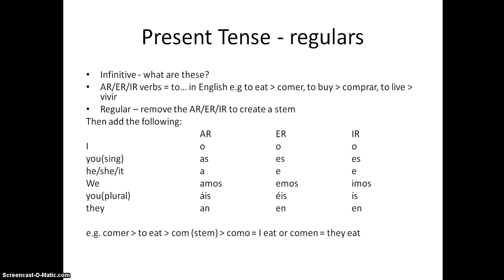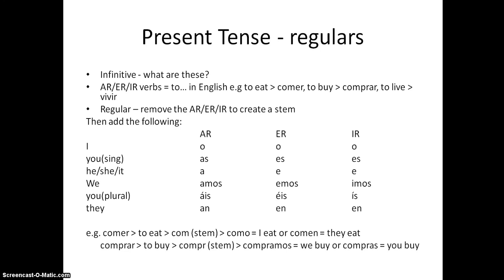So let's take the example I've given you. Comer, as I said before, take the ER off and we've created the stem com, then we add the O for the I form, I eat. Or if it was they, take the ER off, add EN and we become comen, they eat. Notice that in Spanish you don't need to put I, you, he, she and it like we do in some other languages. You just take the verb and the O on the end for the first one tells you it's the I form. The EN on the end tells you it's the they form.